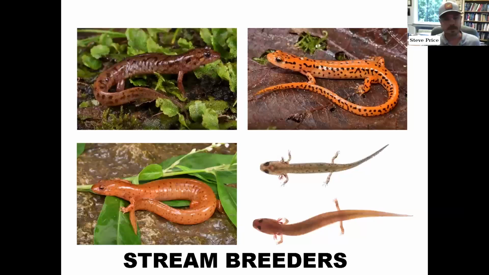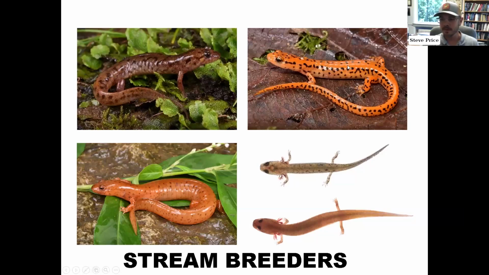Our final group of salamanders that we'll talk about, or not the final, the second to the last, are the stream breeders. These salamanders tend to be found in intermittent or first order streams. We have a lot of species richness of this group in eastern Kentucky. We have about 5 species of dusky salamander.